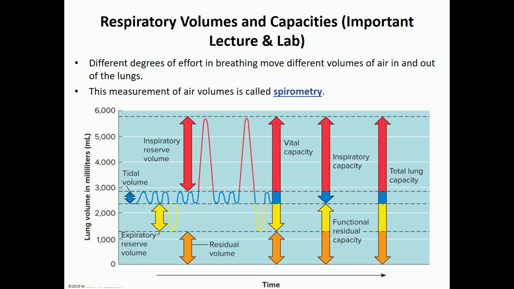A spirometer can pretty much identify these different volumes, but it cannot measure the residual volume. So a spirometer can measure the tidal volume, inspiratory and expiratory reserve. So you'll be able to calculate the vital capacity, or you can measure the vital capacity using the spirometer. But you cannot measure the residual volume using the spirometer. You won't be able to measure, for example, the functional residual capacity or the total lung capacity using a spirometer.